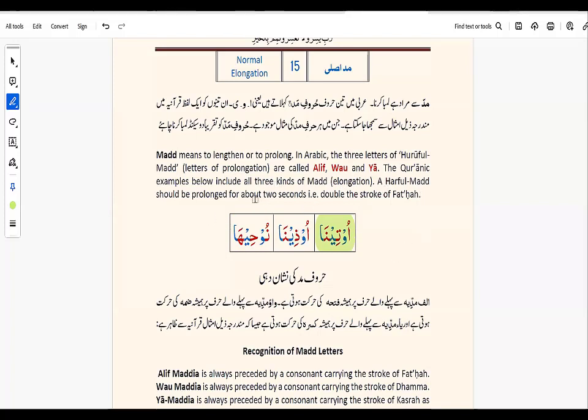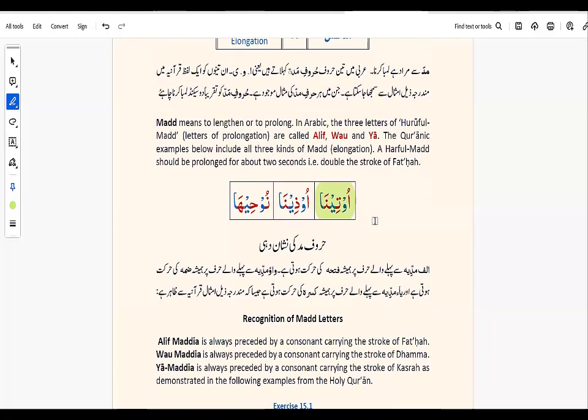A harf al-mad should be prolonged for about 2 seconds, i.e., double the stroke of fatha. So we can see over here, it should be prolonged for 2 seconds, as we've learnt in the last classes. Same for ya mad, it should be prolonged for 2 seconds as well.